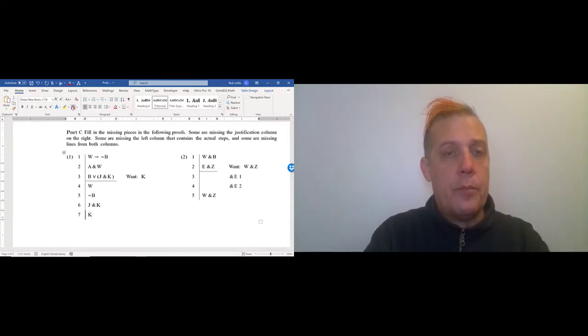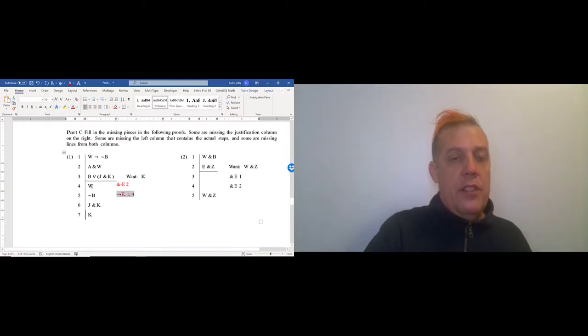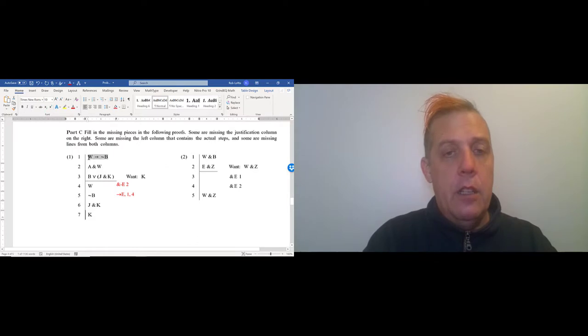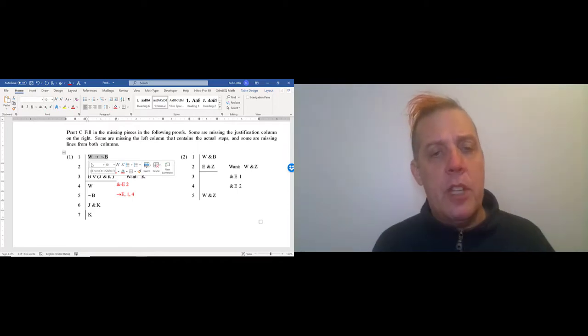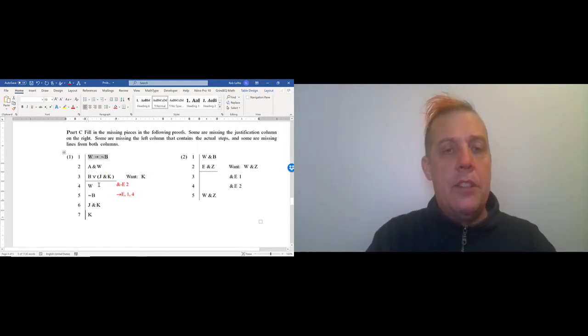So what we can do is we can say that this is and elimination on line 2. Right? Then once you have the W, you can get the not B, and that's conditional elimination using lines 1 and 4. And that is happening because if you put this line together with this line, you get an instance of the argument form conditional elimination with not B as its conclusion, right?